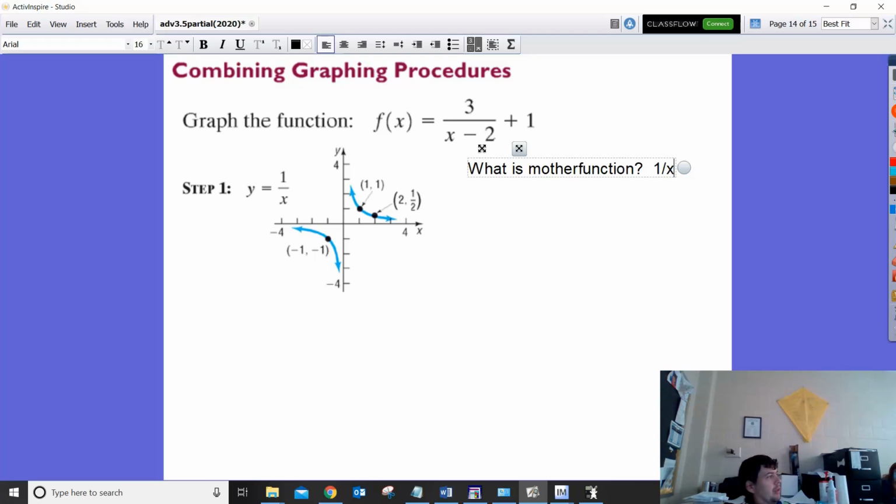There's a lot of little things going on here. We see this x minus 2 piece. What's that telling us to do? Go right 2. We see this plus 1 at the end. What's that telling us to do? Up 1. Now, there's also this 3 up top. Anybody know what that's telling you to do?